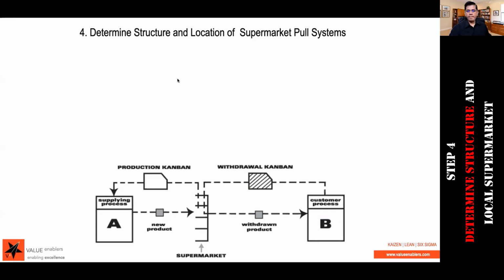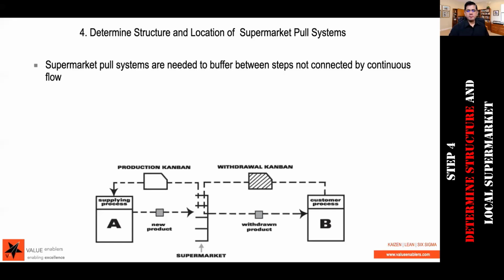Point number 4, determine structure and location of supermarket pull system. It's very important to see where we will keep the supermarket systems. Now, when we cannot move, when we have still not eliminated inefficiencies, at least you release them in batches. That's what traffic police does, right?